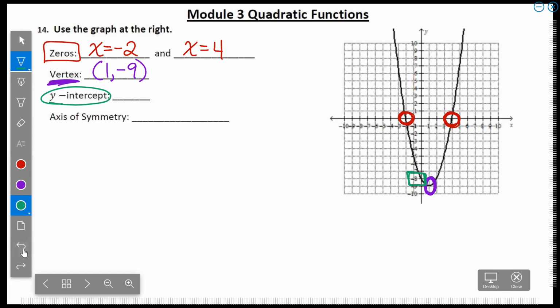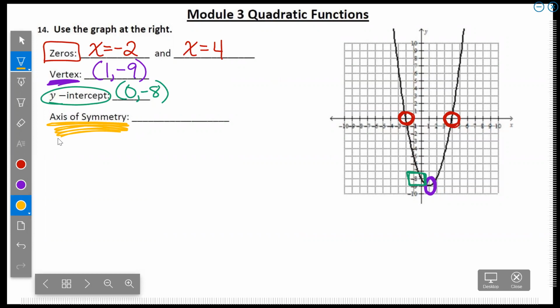Technically, I should probably write that as the ordered pair (0, -8). But if you just wrote -8 on your test, I would not count that as wrong. And then last but not least, I need my axis of symmetry. Which way does the axis of symmetry go? Up and down or left and right? Up and down. And it needs to cut my parabola in half.